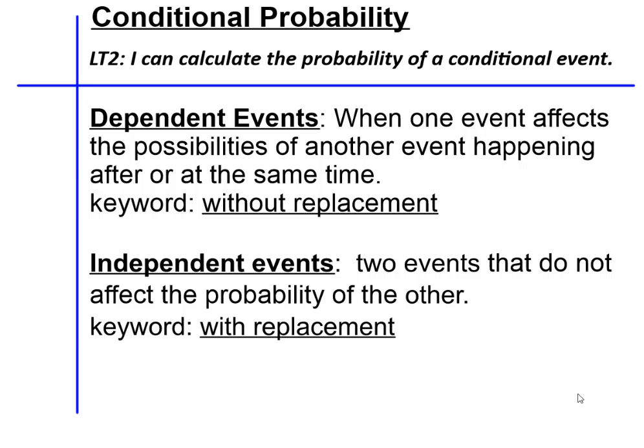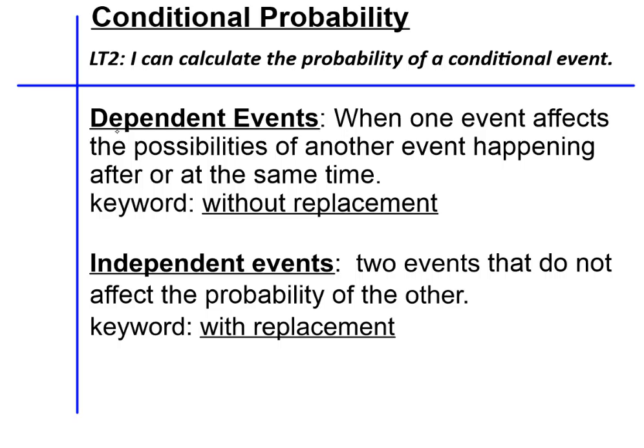This lesson is going to cover what's called conditional probability. It's our second learning target in our topic on probability. Learning target 2, I can calculate the probability of a conditional event. The first thing we need to do is understand the difference between dependent and independent events.